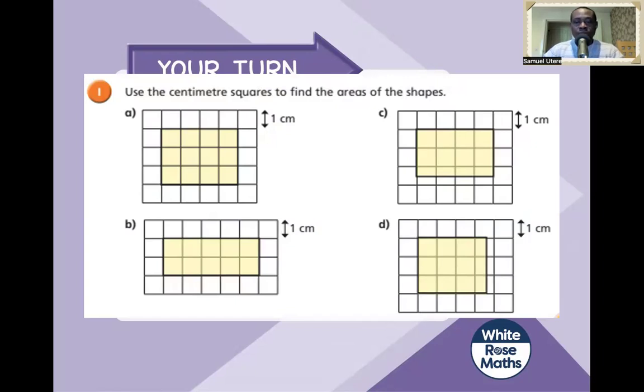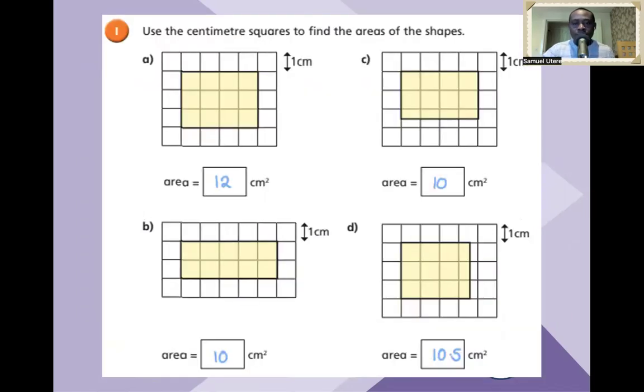Assuming you've paused the video and you've answered question 1, here are the answers. So mark your work and celebrate your success. Notice here that this is 1, 2, so 2.5. So 2.5 times 1, 2, 3, 4 will give us 10. Okay. So sometimes it's possible to estimate if you see that it's actually on the middle halfway of the square.